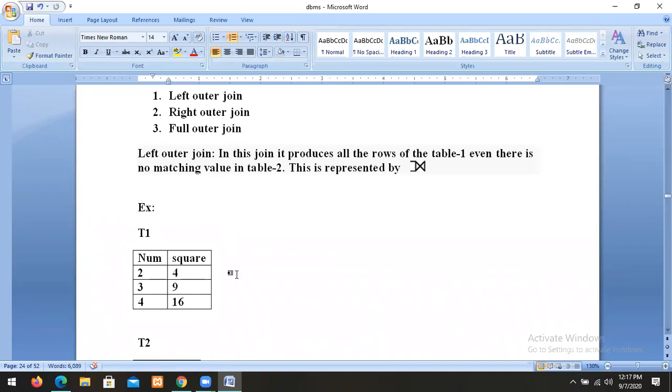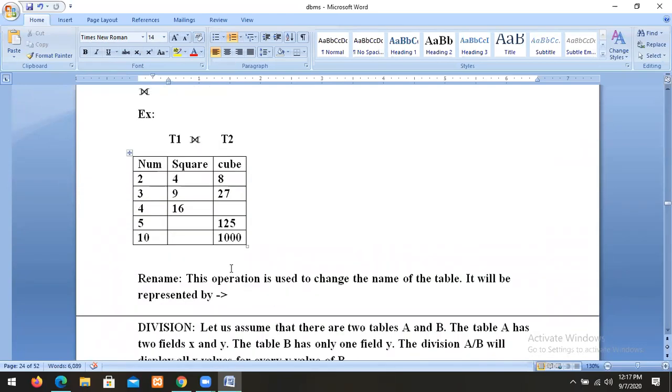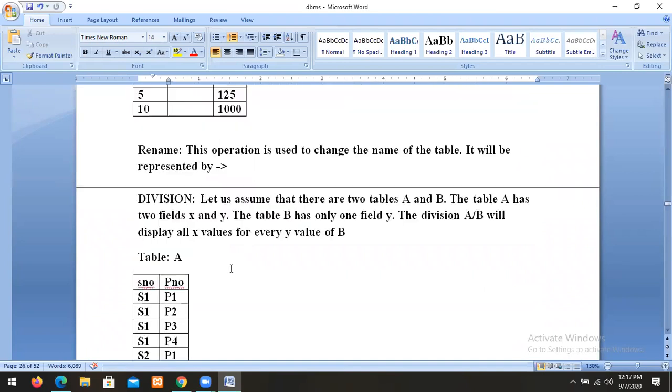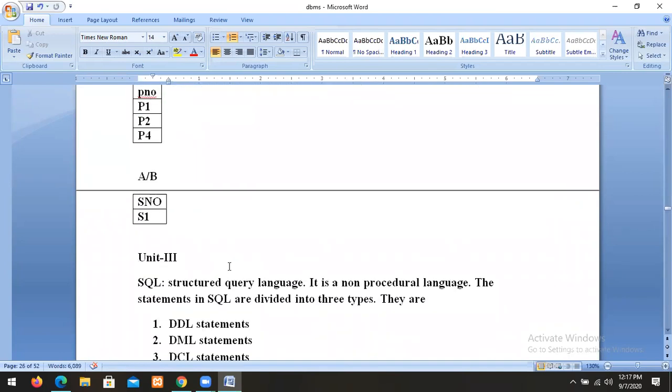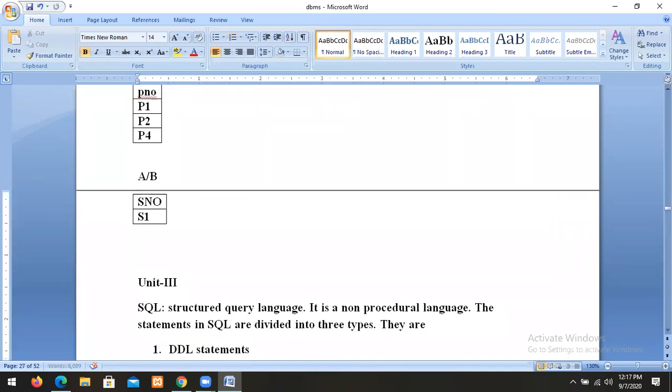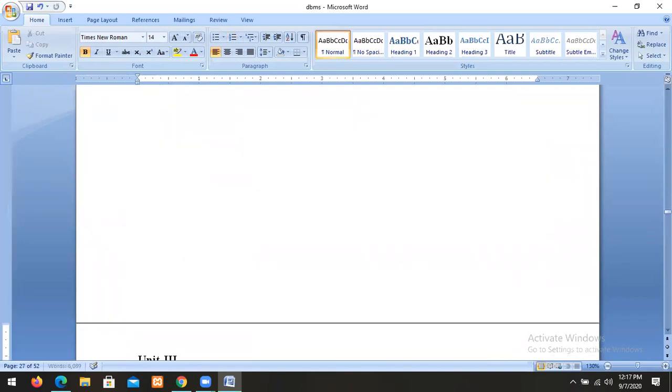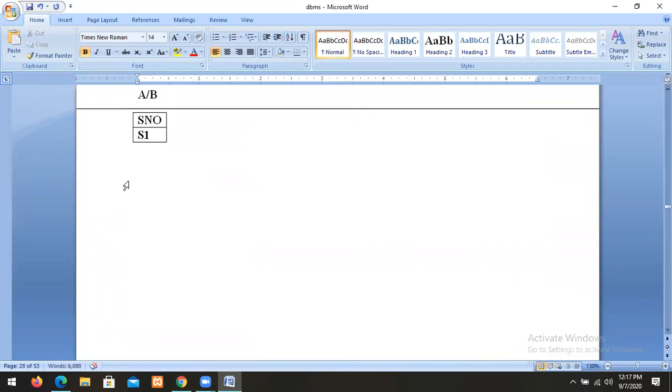Sometimes they will ask the queries also. So at that time you have to write your own. Sometimes they will ask queries like this. For example, suppose sometimes they will ask the query. Sometimes they will give two tables like this, and ask you to retrieve from the tables.